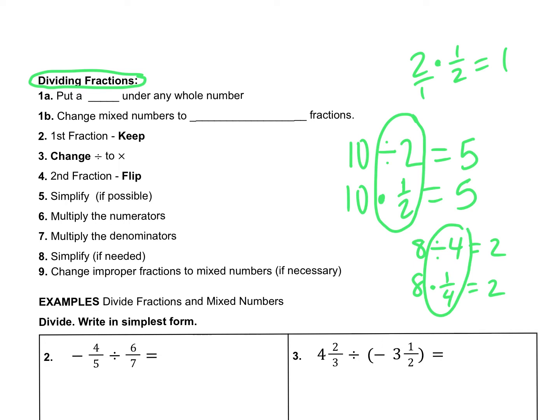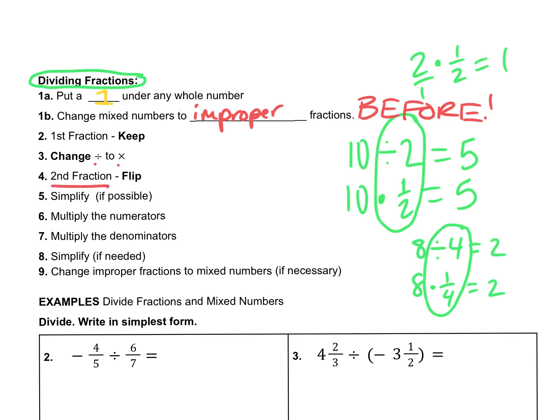So we could make a conclusion. What could you say about that? All right, so put a 1 under any whole numbers if you're going to have whole numbers to operate with them. And then it's very similar to multiplication. Change any mixed numbers to improper fractions if you have any. And remember, this is before you change it to anything else. We want to do this step right away. And then our first fraction we're going to leave alone. Our second thing is we're going to change division to multiplication. Our third thing, the second fraction is what we're going to flip.